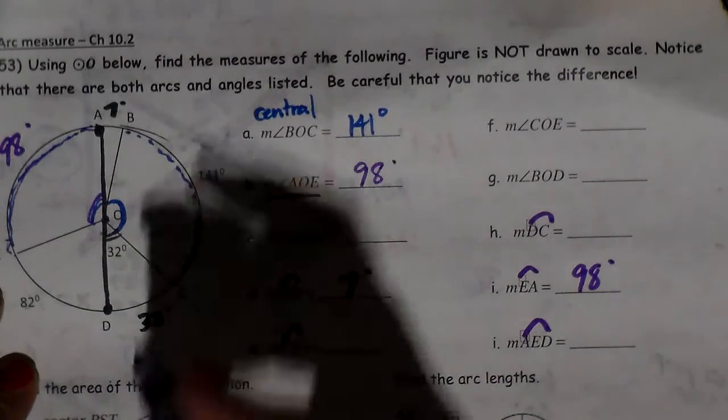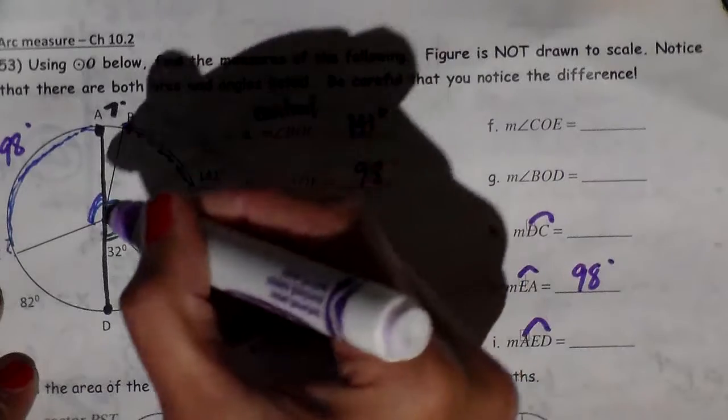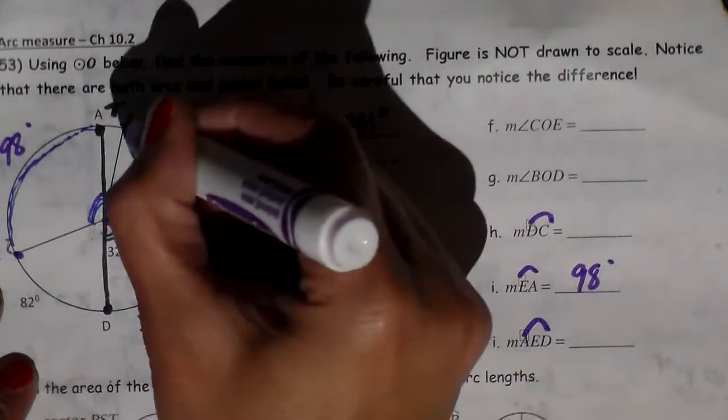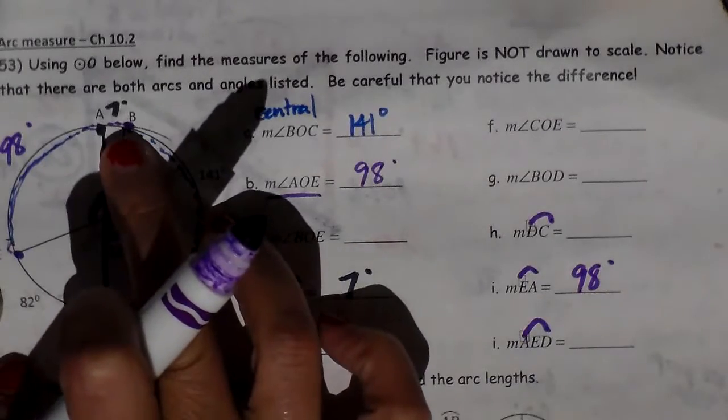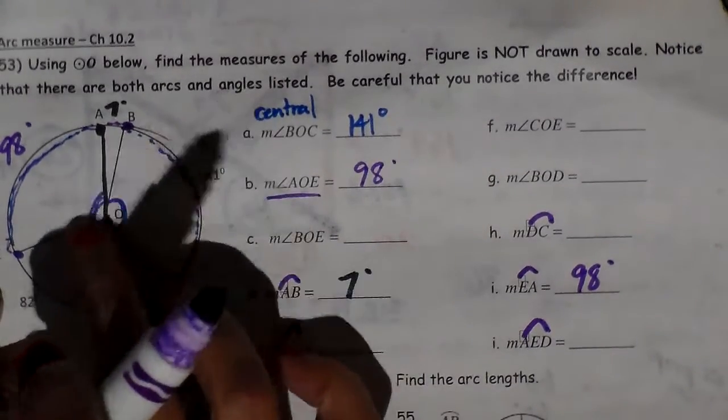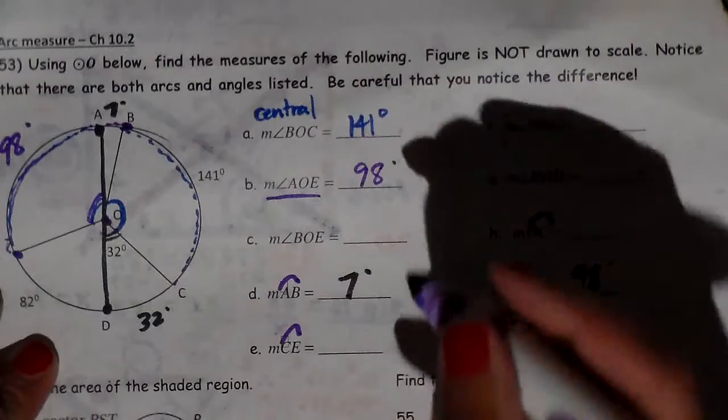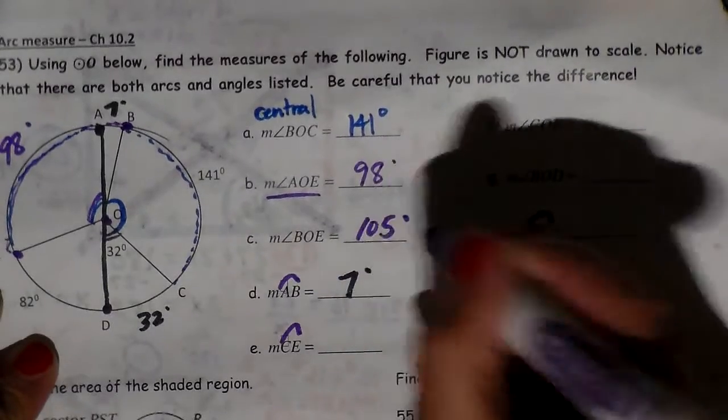How about BOE? BOE goes from here to here. So BOE is the 98 plus the 7. Y'all see that? BOE opens up to the 98 plus the 7, which is 105.